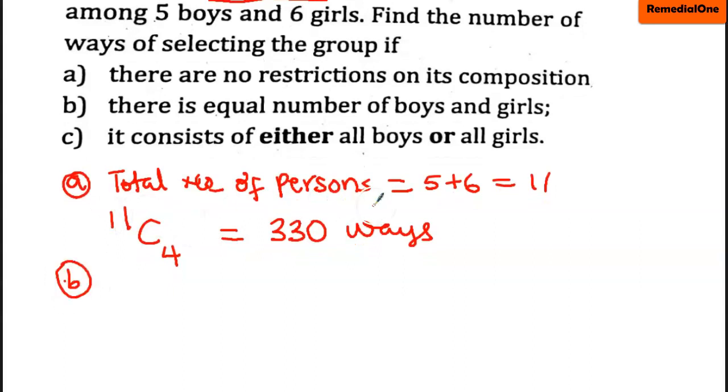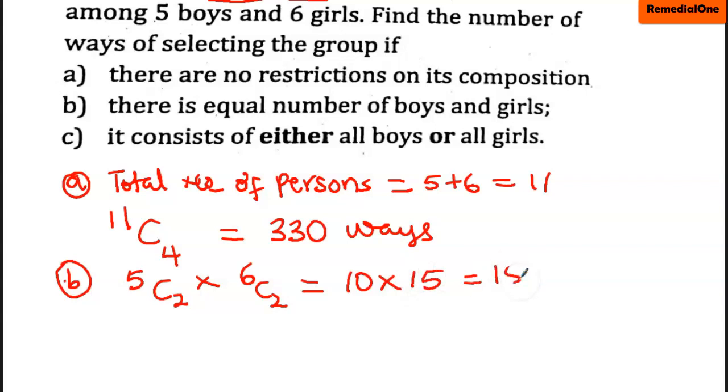The B part. If there is an equal number of boys and girls, the committee is supposed to be 4. So it means that the boys will be 2 and the girls will be 2. In that case, we have 5 boys and we are choosing 2, times 6 girls, we are choosing 2. 5 combination 2 is 10, times 6 combination 2, which is 15. So we have 150 ways.